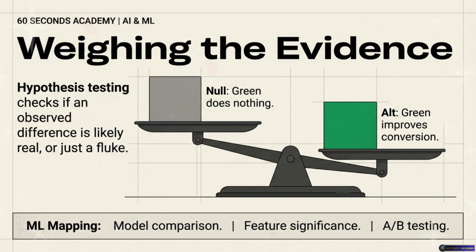Right. And on the other side of the courtroom, we have the alternative hypothesis. This is what you, the engineer who spent 3 weeks building Model B or designing the green button, actually want to prove. The alternative hypothesis says the green button genuinely changes behavior. Model B is structurally superior at finding patterns. The difference we see in the sample reflects a real difference in the unobservable population. Hypothesis testing is essentially a battle to the death between these two ideas based on the evidence collected.